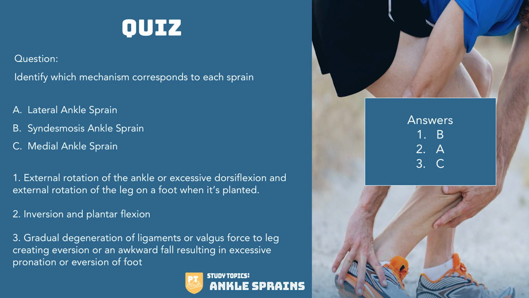Next, if we take a look at a medial ankle sprain, it's going to be pretty much the opposite of what we'd see in a lateral ankle sprain. But the unique part about a medial one is it's often a gradual degeneration of the ligaments. Again, it could be a valgus force of the leg creating eversion or an awkward fall resulting in excessive pronation or eversion of the foot.